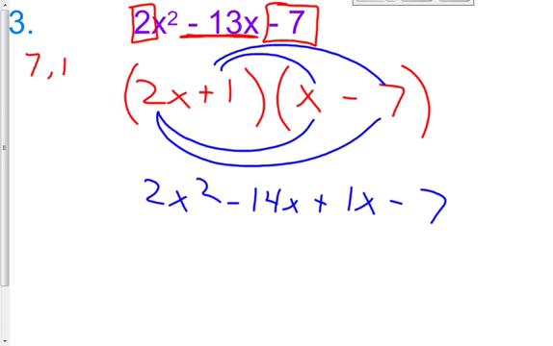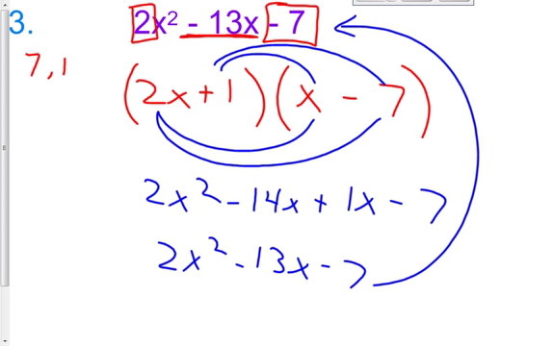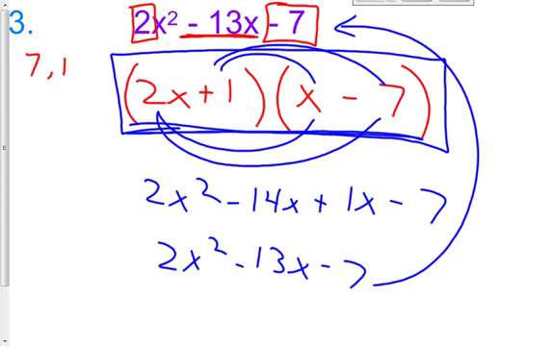So now I combine like terms. 2x squared. A negative 14x plus 1x is a negative 13x. Subtract 7. Is that what I started off with back up here? 2x squared minus 13x minus 7. Because I foiled this and got right back to my original, I know with 100% certainty that this is my answer. 2x plus 1 times the quantity x minus 7.